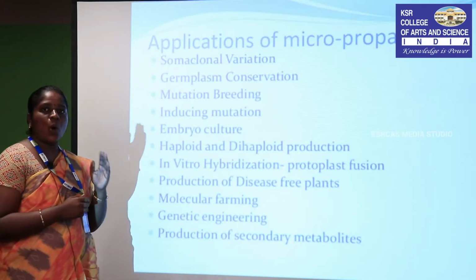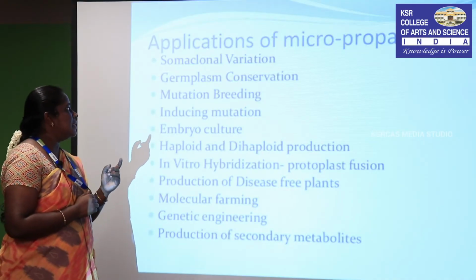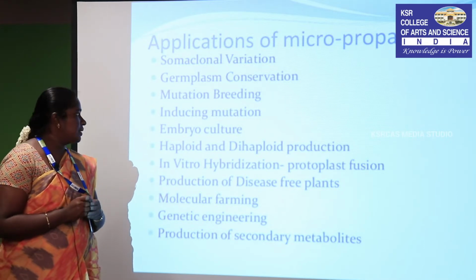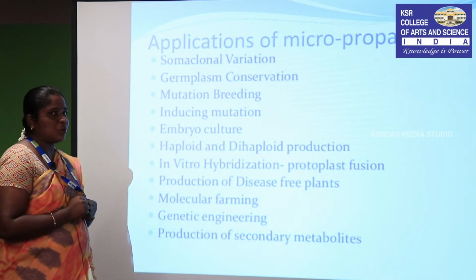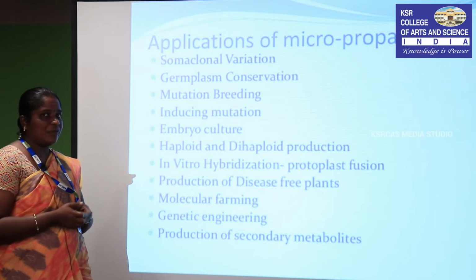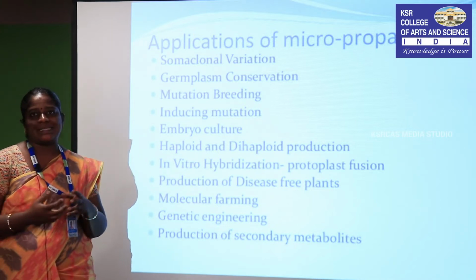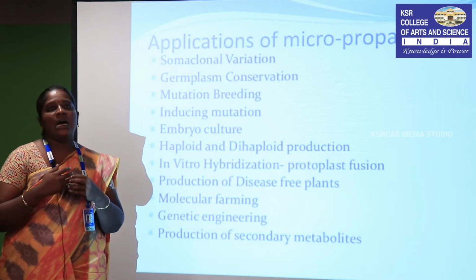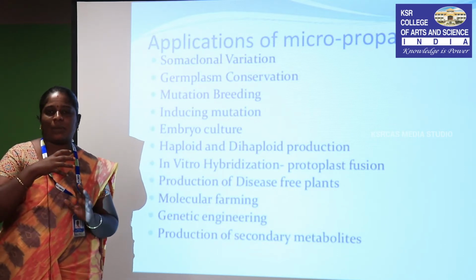Next, what are the applications of micropropagation? Somaclonal variations, germplasm conservation, mutation breeding, inducing mutations, embryo culture, haploid and diploid plant production, in vitro hybridization, protoplast fusion, disease-free plants, molecular farming, genetic engineering, and production of secondary metabolites like alkaloids, flavonoids, terpenoids. These are the main applications of micropropagation.